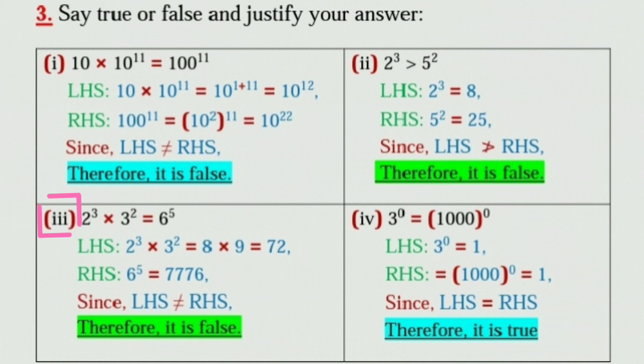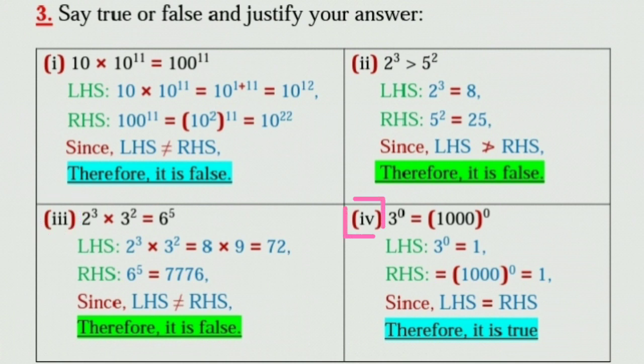Third one, 2 raised to 3 into 3 square is equal to 6 raised to 5. Now on the left hand side, 2 raised to 3 into 3 raised to 2 is equal to 8 into 9, which is equal to 72. Now see on the right hand side, 6 raised to 5 is equal to 7776. Since left hand side is not equal to right hand side, therefore it is false. It's clear everyone? Very good.